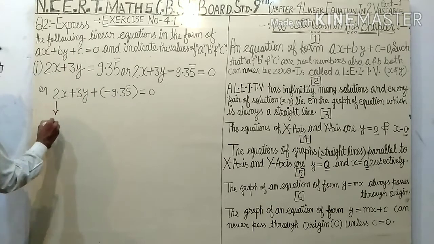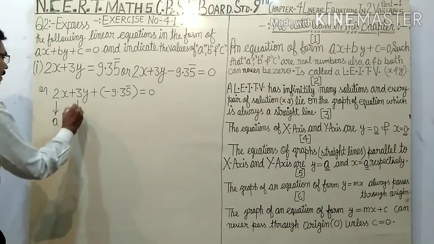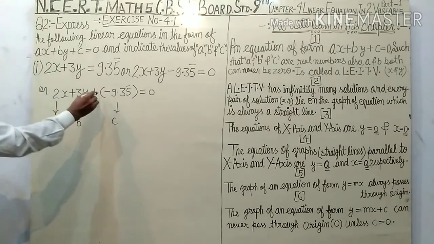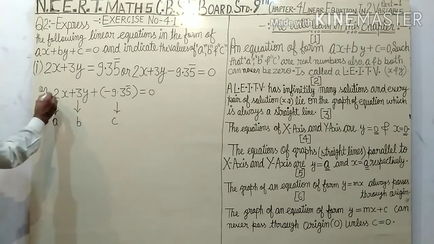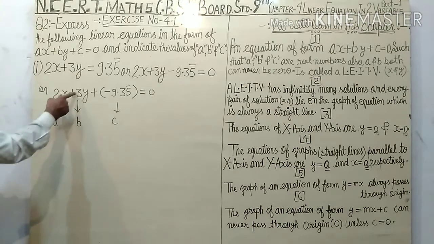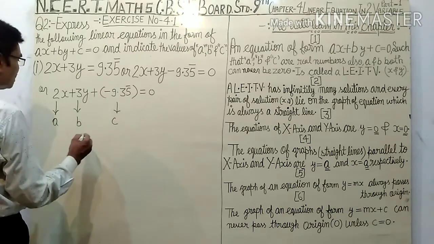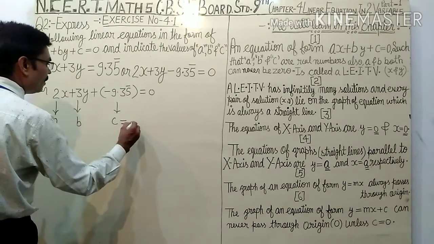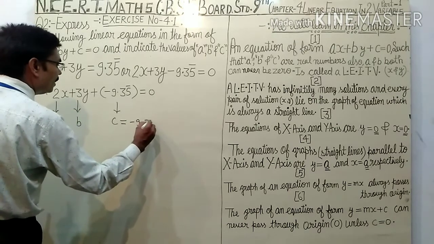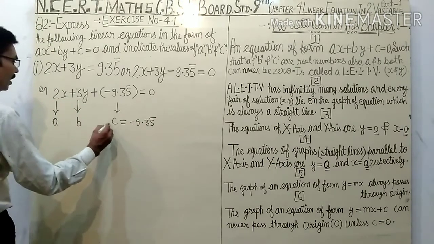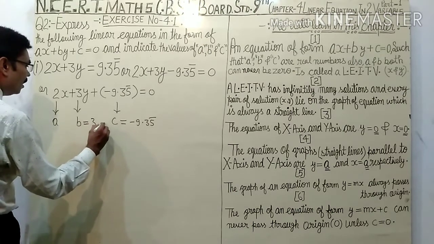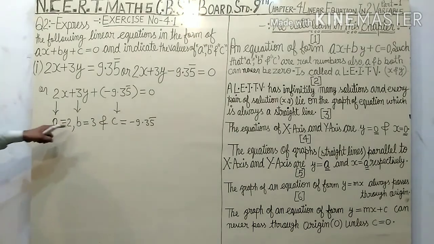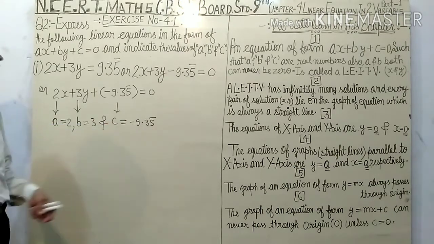This is the required form of the linear equation ax plus by plus c equals 0, and hence students, a equal 2, b equal 3 and c equal minus 9.35 bar. So you write the values a equal 2, b equal 3 and c equal minus 9.35 bar. You may use this technique.